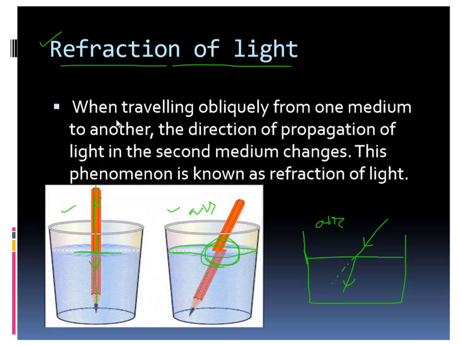Here it is written, when traveling obliquely, this point you should keep in mind: laws of refraction will hold good if and only if there is some angle between the ray of light, that is the incident ray, and the surface of the medium. So just remember that refraction is a phenomenon of light where the light changes its propagation or changes its direction when it moves from one medium to another medium.